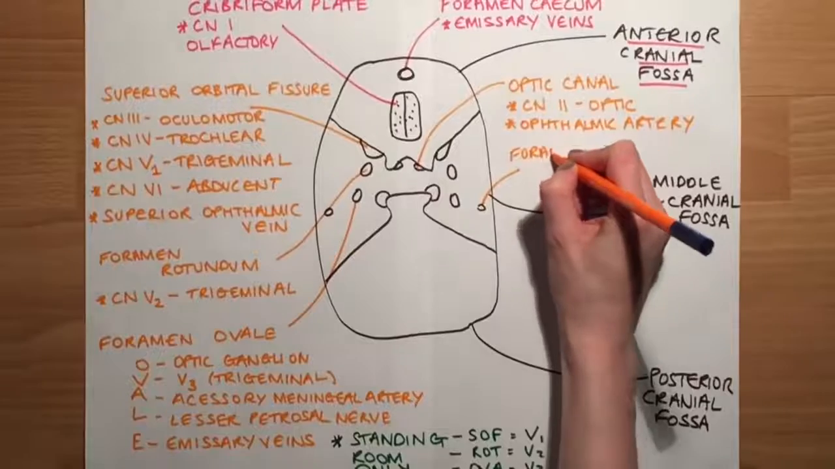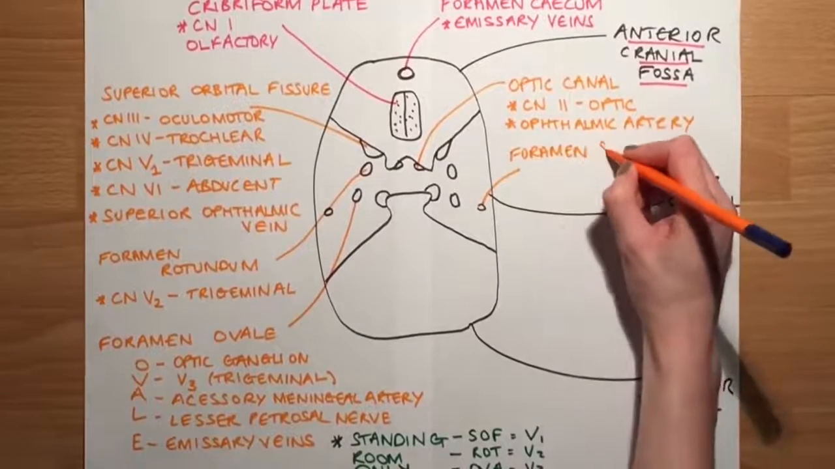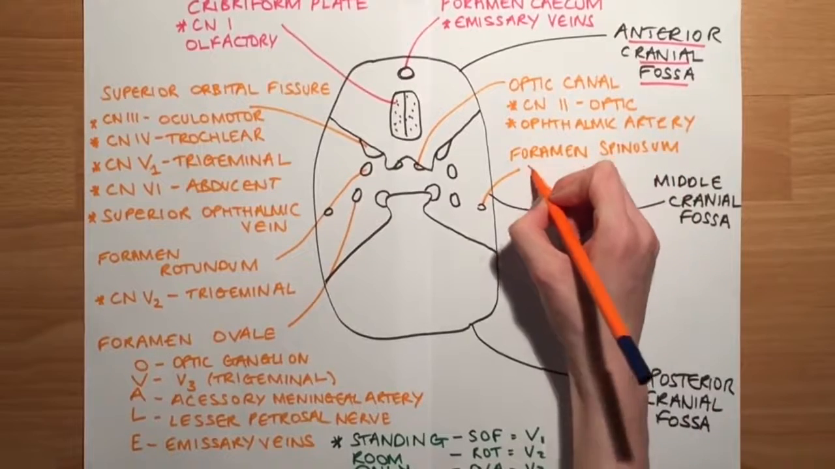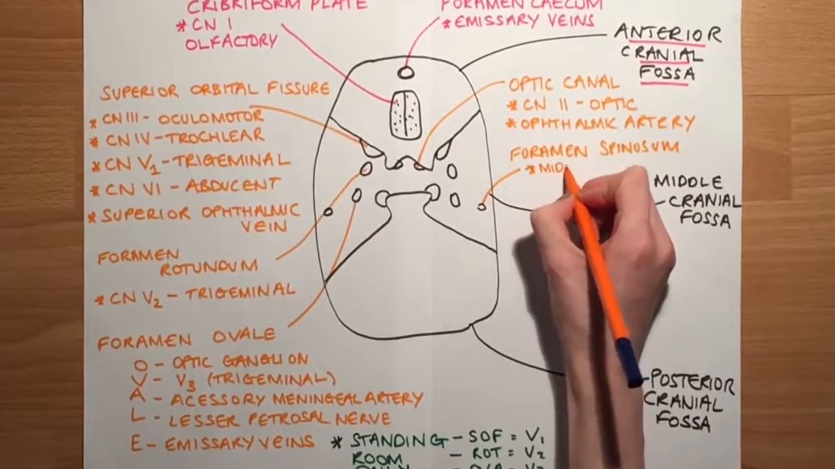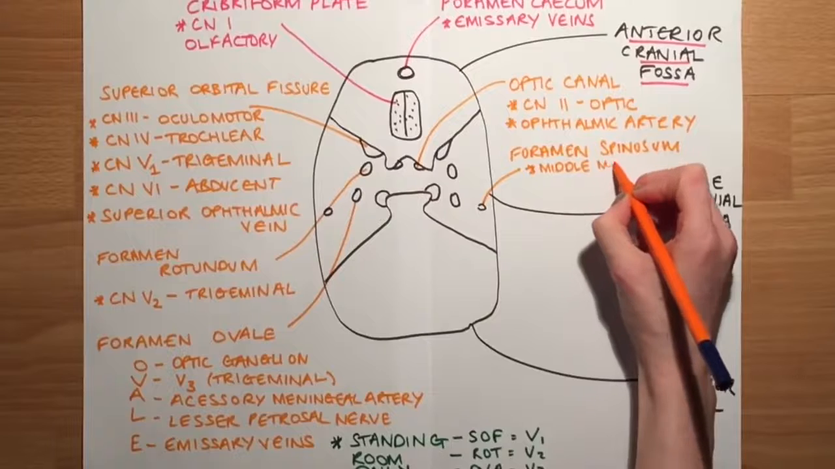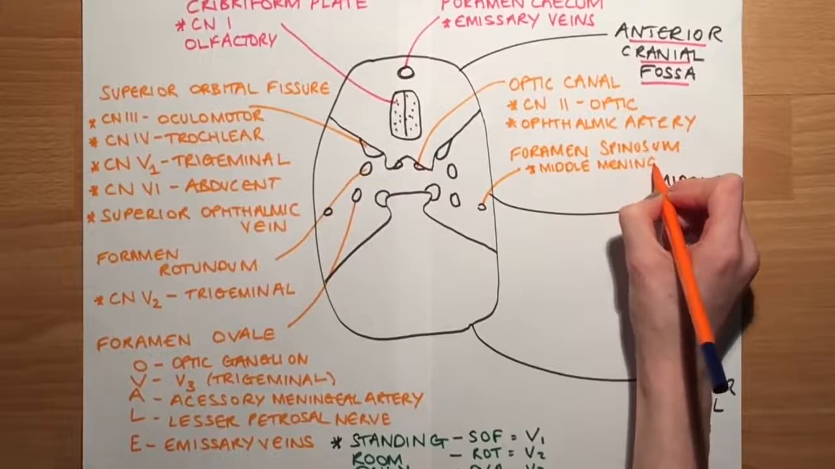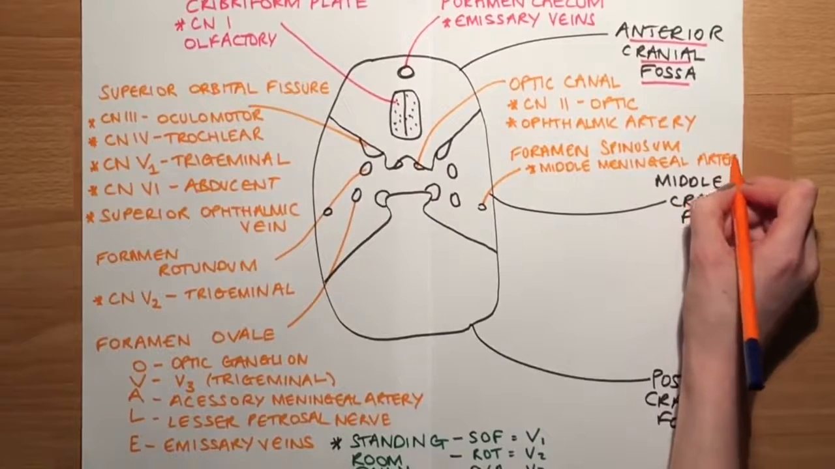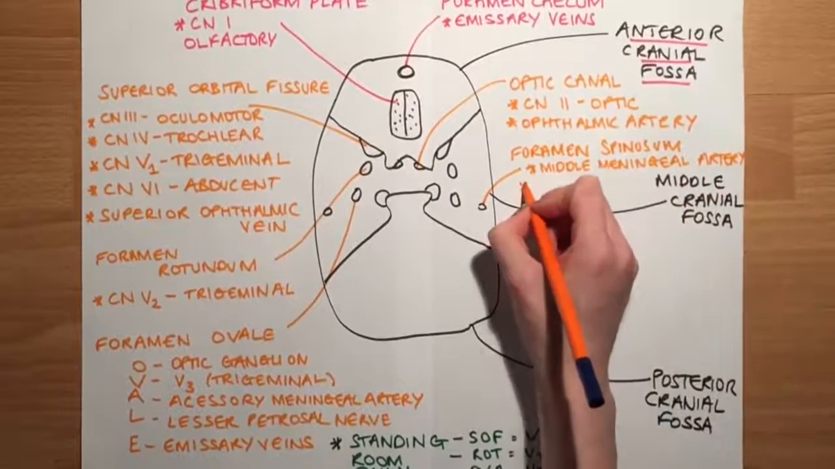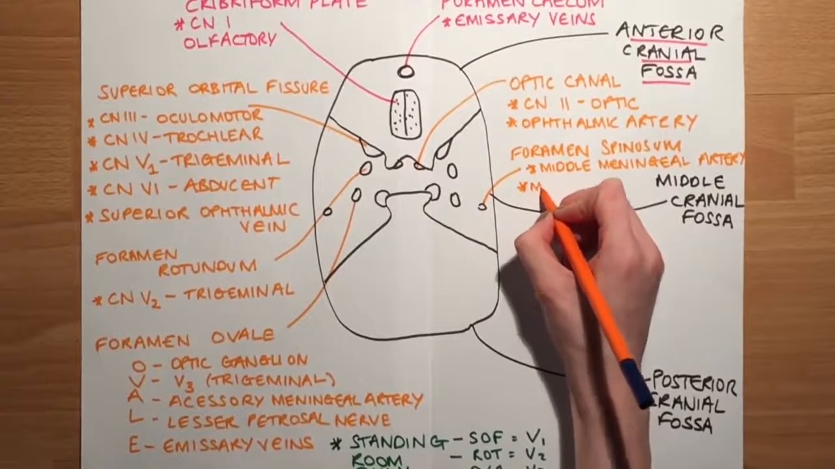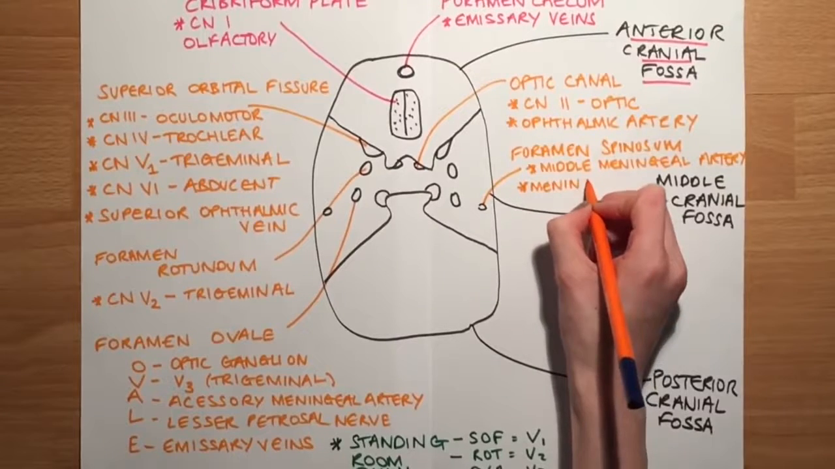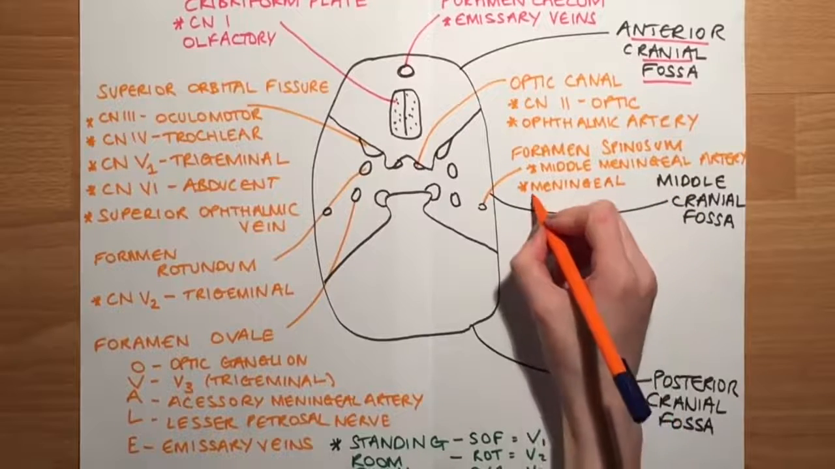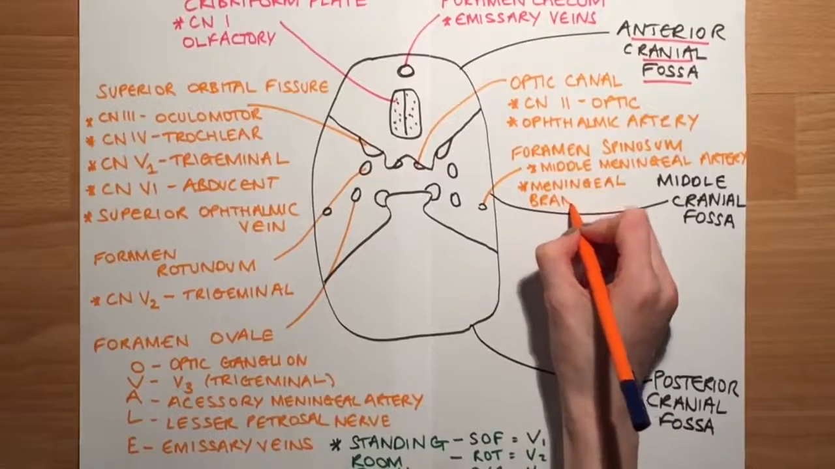Now, the foramen spinosum is found more lateral than the other foramina of the middle cranial fossa, and it transmits the middle meningeal artery, which is a branch of the maxillary artery. And it also transmits the meningeal branch of the third division of the trigeminal nerve, so the mandibular division of cranial nerve 5.